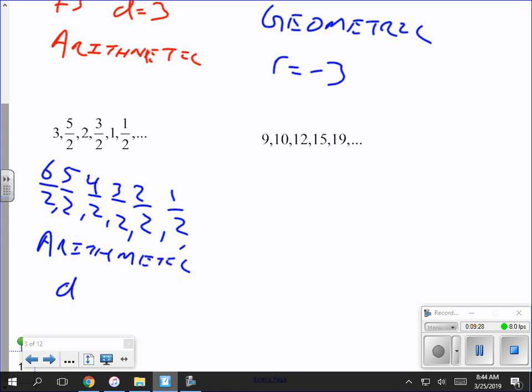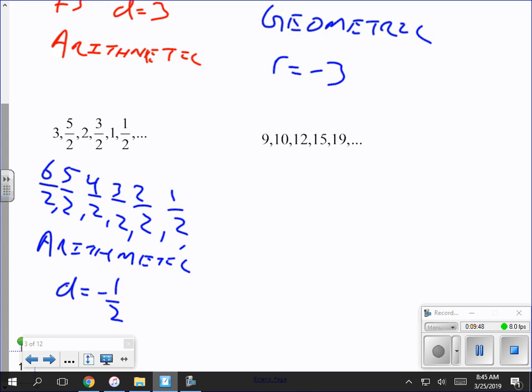And D would be -1/2. Now I look at the next one: 9, 10, 12, 15, 19. Okay, so first thing I'm going to do is check adding each time. To get from 9 to 10, I add 1. If I add 1 to 10, I don't get 12.